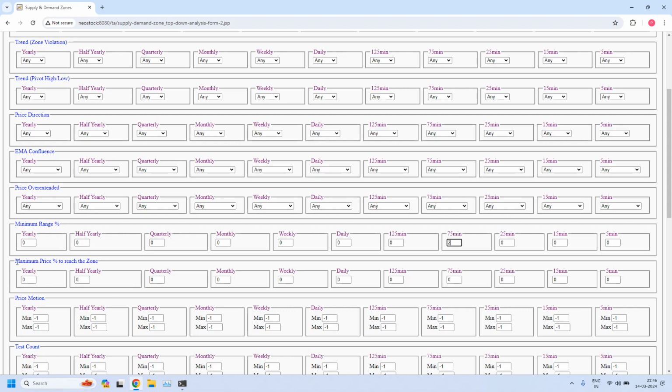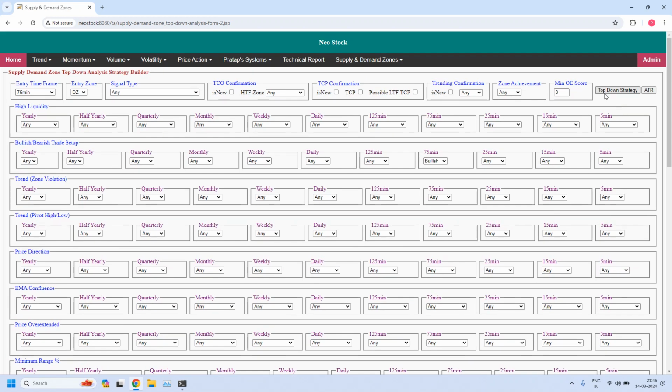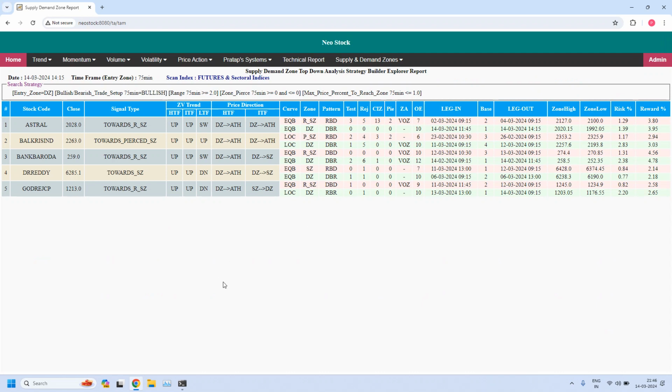And how close to the zone? Within 1%, how many zones are available? Let us check. Now I have to set in 75 minutes time frame. I am setting the value 1. Within 1% range, how many stocks are there? So currently these 5 stocks are there. Within 1%, that means tomorrow if the price is down by 1%, we will get an entry.